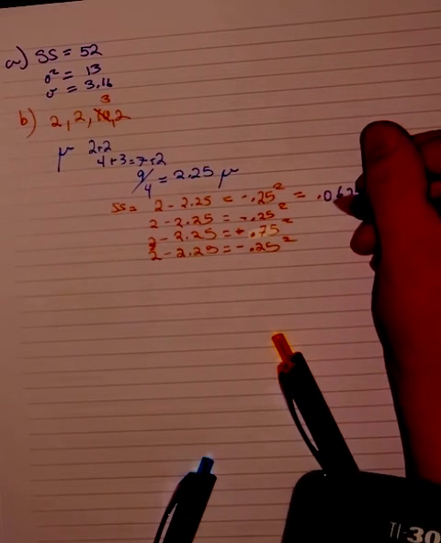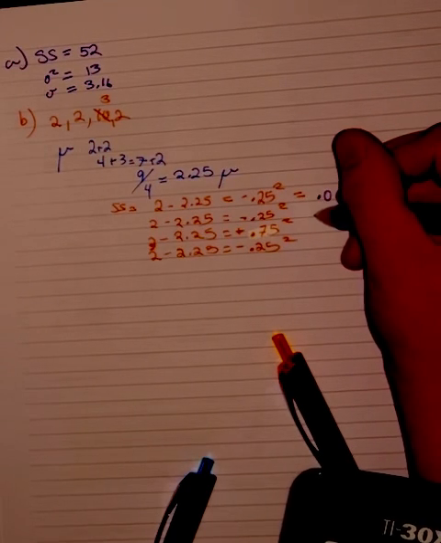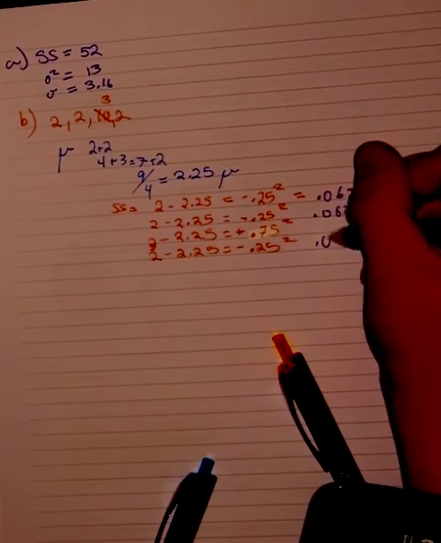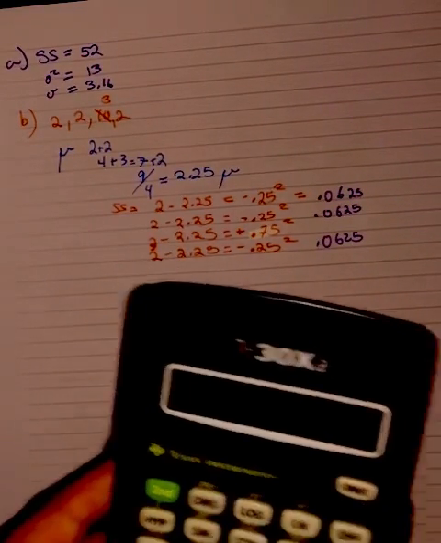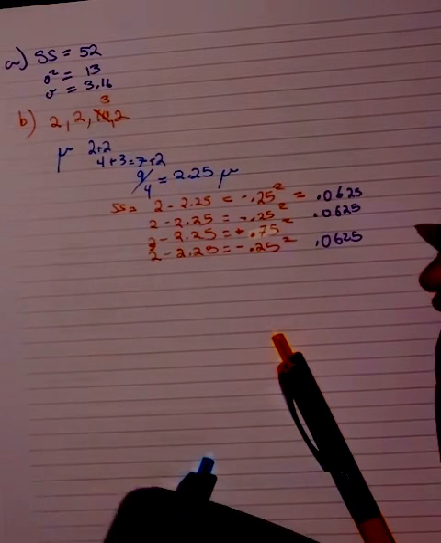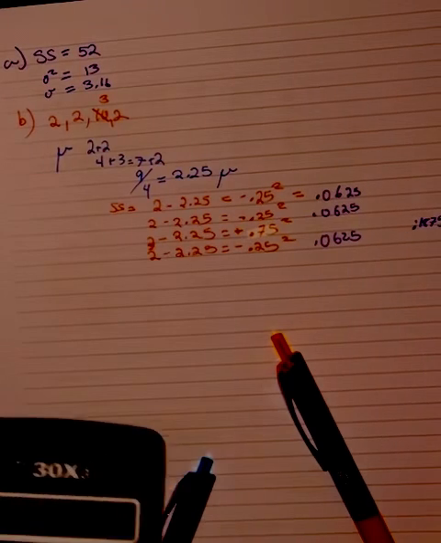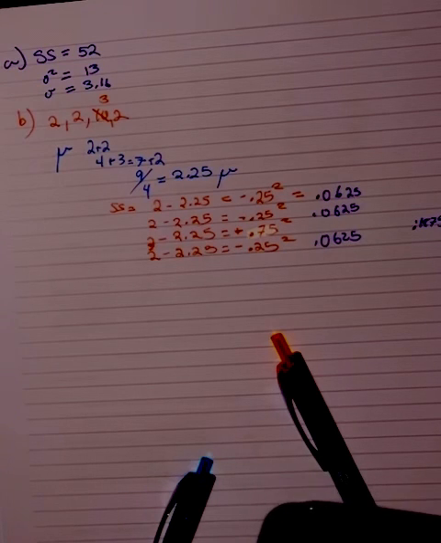0.0625. That means this will be 625. So I'm just going to times this by 3 for the sum. Let's write that down over here. 0.1875. And then 0.75 times 0.75.